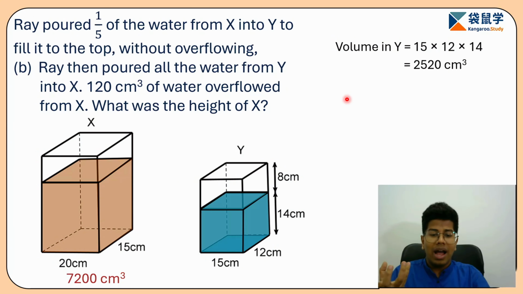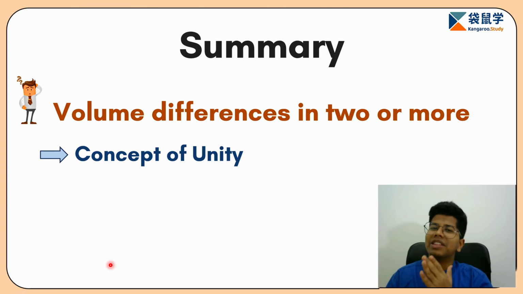You can consider all the cases as just one, whether it's 2 or 3. Consider every volume as just one unit and then try to solve it by observing the difference. Here the difference was just 120 cm cube. So whenever you have questions, just remember these things and you can easily solve.